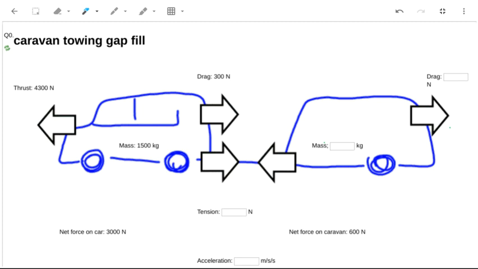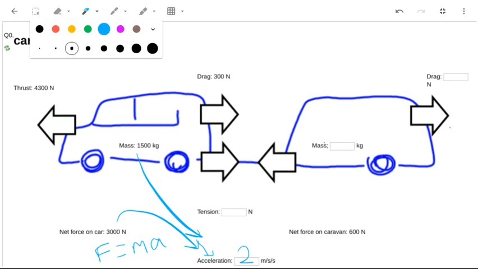Okay, so this acceleration here, I don't know it, but I do know these two things here: the net force and the mass. And I can use the equation F equals ma. In this case, 3000 is 1500 times a, so that tells me that the acceleration is 2.